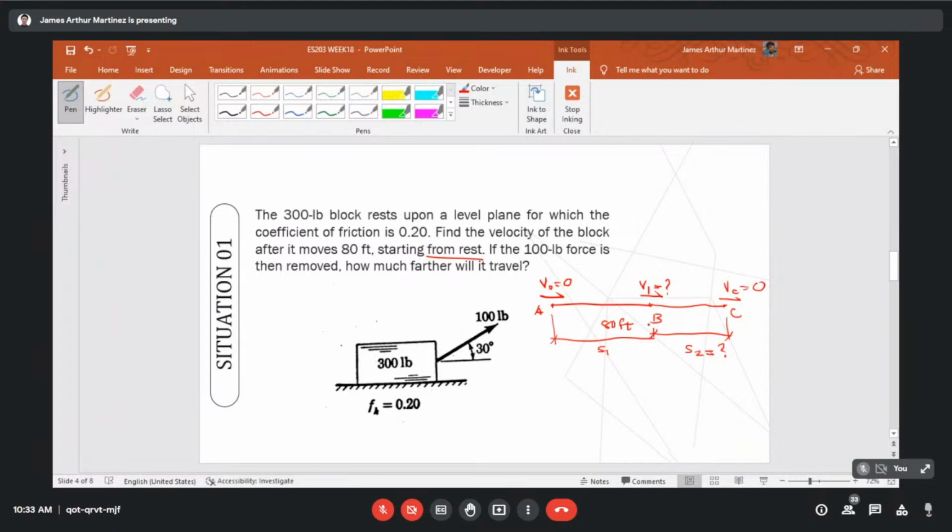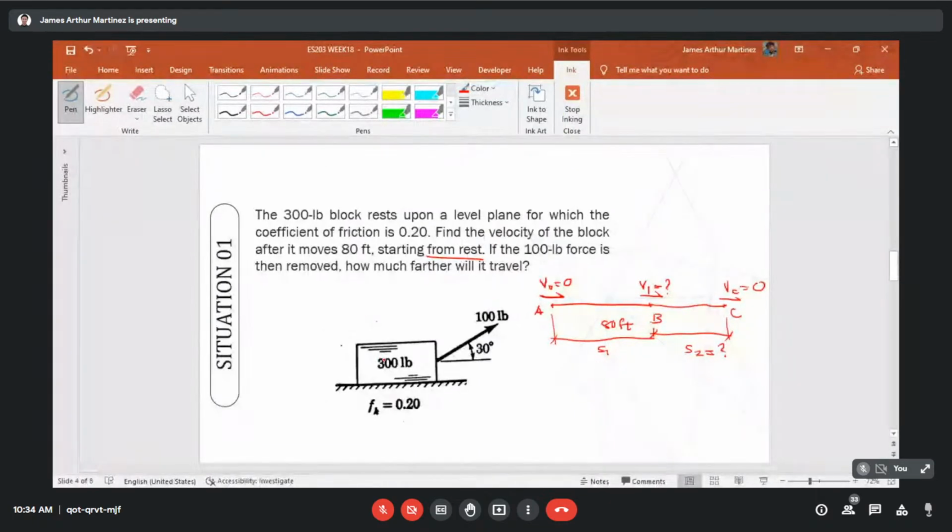From point A to point B, there is an applied force, the 100-pound force, and upon reaching point B it is removed. So only momentum is causing the motion, and eventually it will come to a stop. So how much farther will it travel once the 100-pound force is removed? At point C it has stopped, so the velocity there is just equal to zero also. This is what happens to the motion of our object.